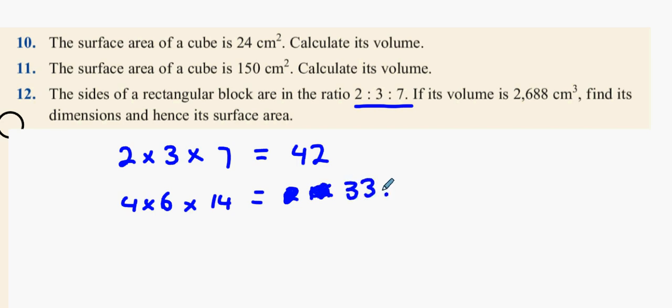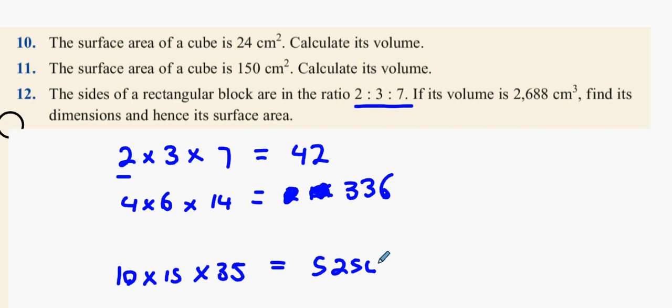Now, what happens if you go too big? What happens if I multiply it by, I don't know, 5 instead? So I'm doing 10 by 15 by 35. What's 10 by 15 by 35? Just plop it into the calculator. I think we're going a bit large, to be honest. So what is it? Use your words. 5,250. We've overshot the 2,688 mark.